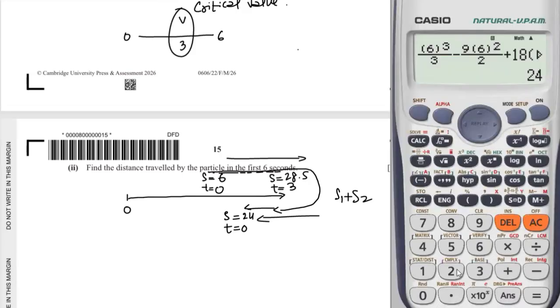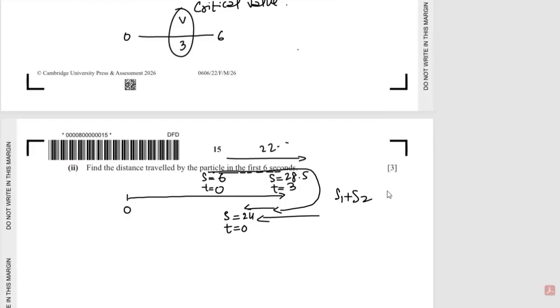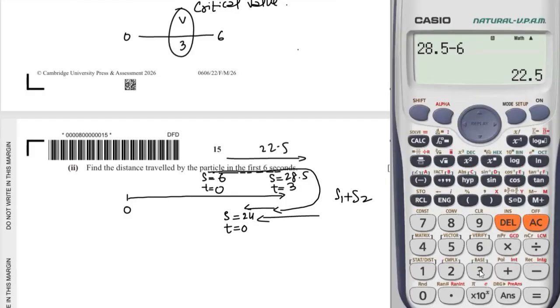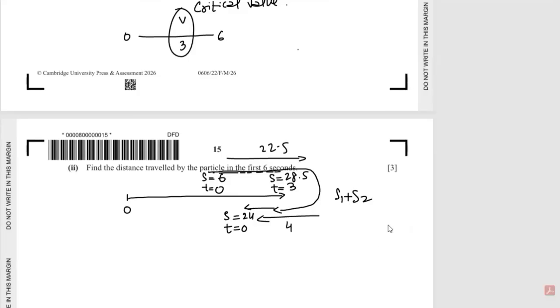So first part is going to be 28.5 minus a 6. So this is a 22.5, 22.5 forward. And then 28.5 minus a 24. So that's the backward distance, which is a 4.5. So just add 22.5 and 4.5. This is 27 meter. And that is my answer.